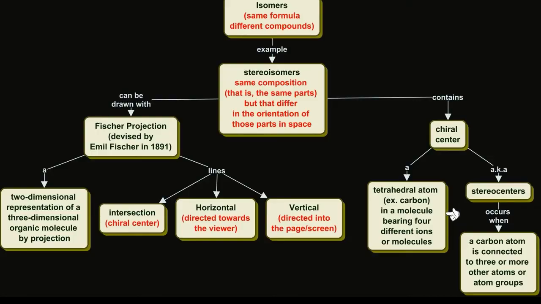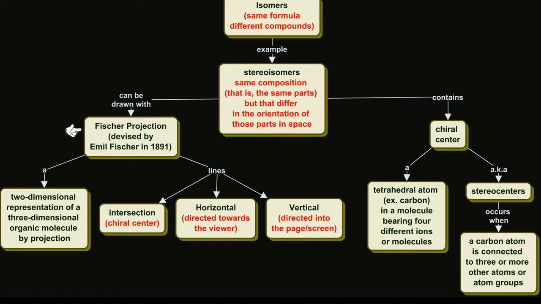A chiral center is a tetrahedral atom. Tetrahedral meaning 4. An example to this is carbon, meaning to say that this carbon molecule is bearing or holding 4 different ions or molecules. Another name for a chiral center is called stereocenter. Again, stereocenters or chiral centers are basically those carbon atoms that are connected to 3 or more other atoms aside from carbon, or maybe another group.